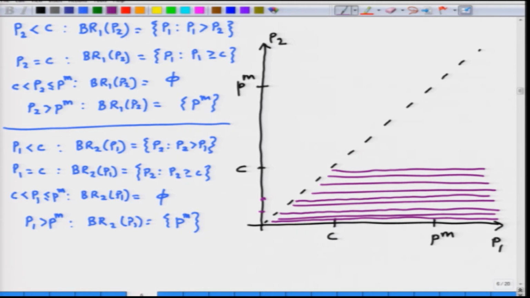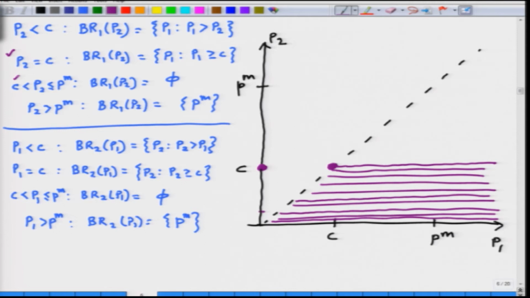Now, when P2 is exactly equal to C, let me just draw this again. When P2 is exactly equal to C, what is firm 1's best response? Firm 1's best response also is to choose a price which is exactly equal to C or something greater. So, this includes the point C and anything greater than C. This is firm 1's best response.